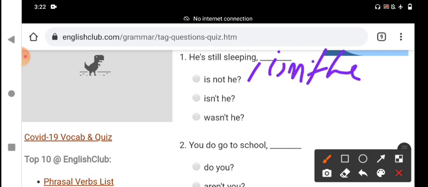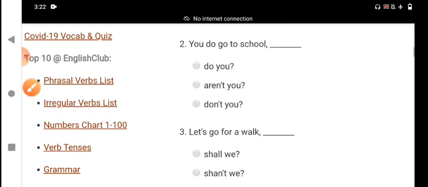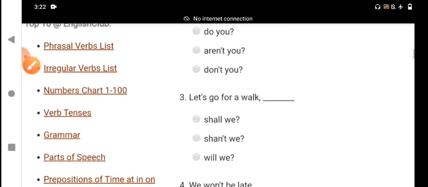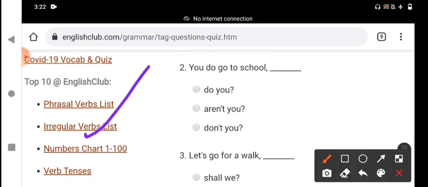The correct answer is: He is still sleeping, isn't he? Comma, and at the end of the question tag you put the question mark. That is the first answer. And then we go to the second one, my dear students. The second one is: you do go to school. What is the difference between "you go to school" and "you do go to school"?